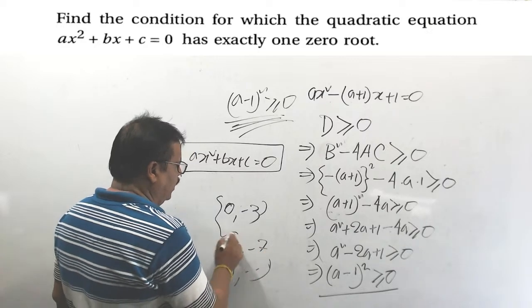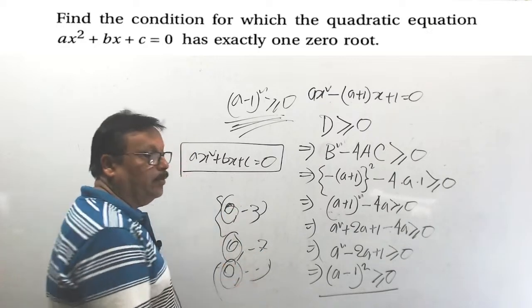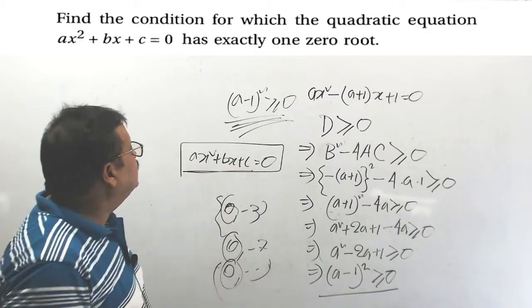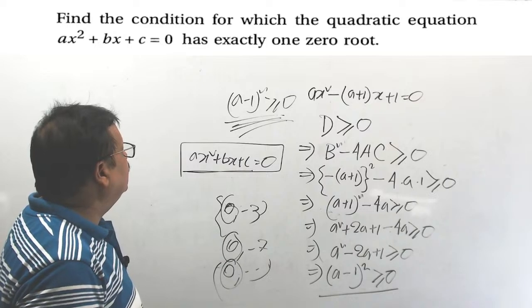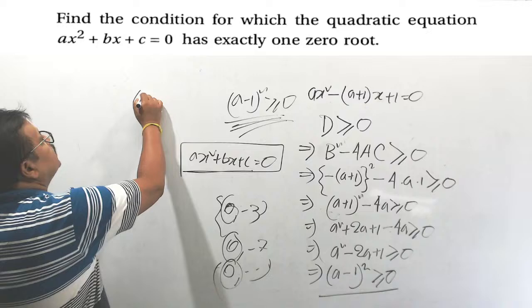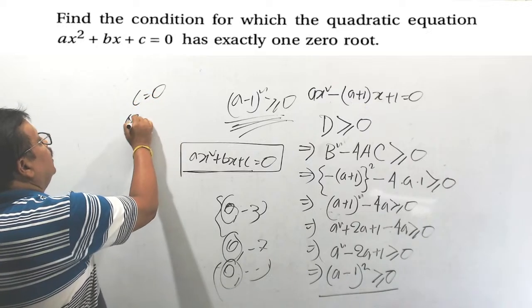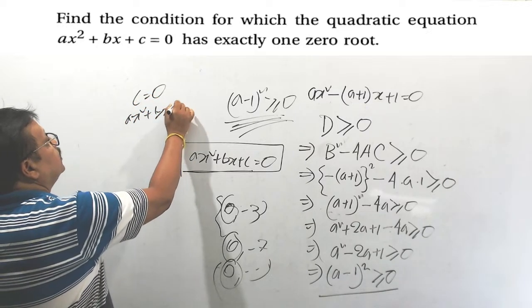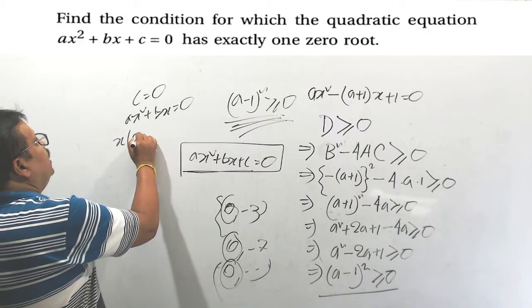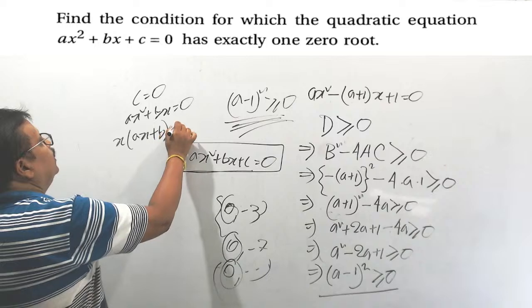That means exactly one root will remain. What is the condition for this? Say if you put c is equal to 0, what will you get? For c equal to 0, you get ax square plus bx equal to 0. Understood? Take x common, that is x(ax plus b) equals 0.